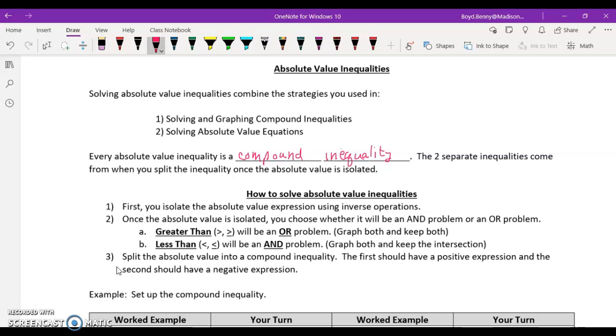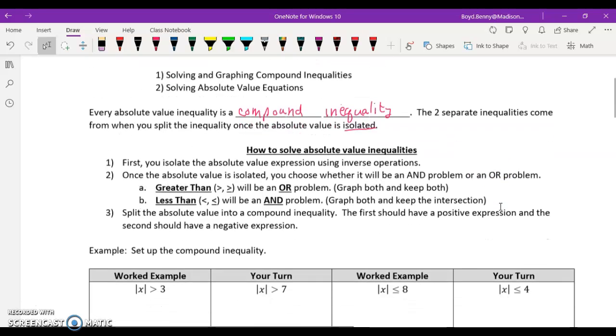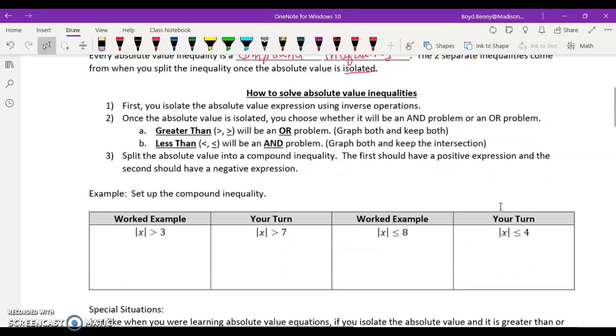The two separate inequalities come when you split the inequality once the absolute value is isolated. Remember, you want to isolate that absolute value first, like we learned in the previous lesson on absolute value equations. So again, let's run through the steps. First, you want to isolate the absolute value.